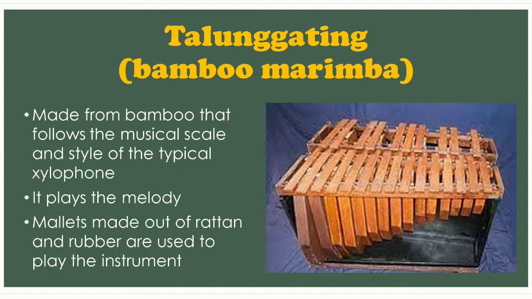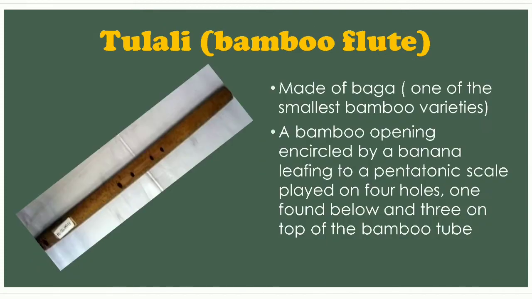Next, the talunggating. It is also called the bamboo marimba. It is made from bamboo that follows the musical scale and style of the typical xylophone. It plays the melody, and mallets made out of rattan and rubber are used to play the instrument.